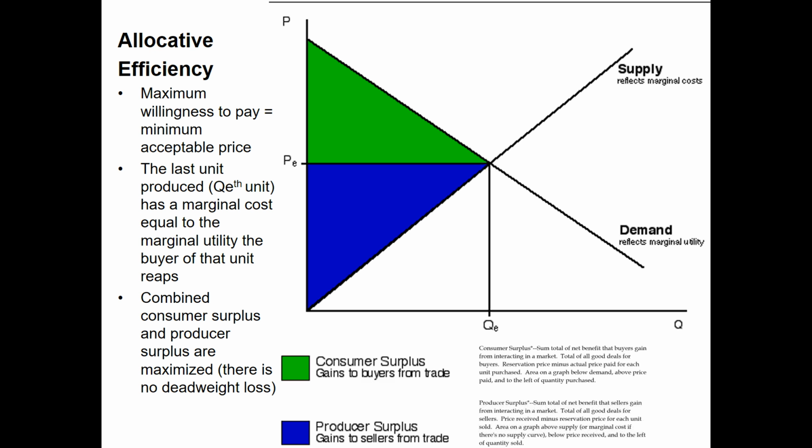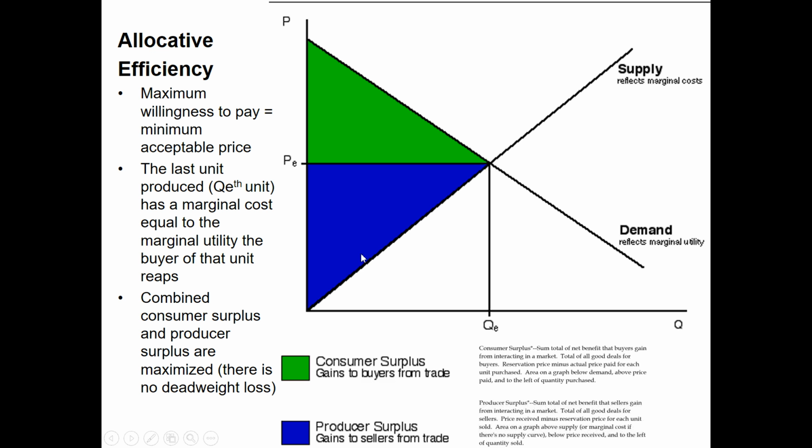But here's your 3 hard and fast rules. You can find consumer surplus beneath the demand curve and above the price that buyers pay and to the left of the quantity purchased. So I say price buyers pay and quantity purchased. There are some special situations where the price buyers pay doesn't equal the price sellers receive, or where the quantity purchased is different than the quantity sold.